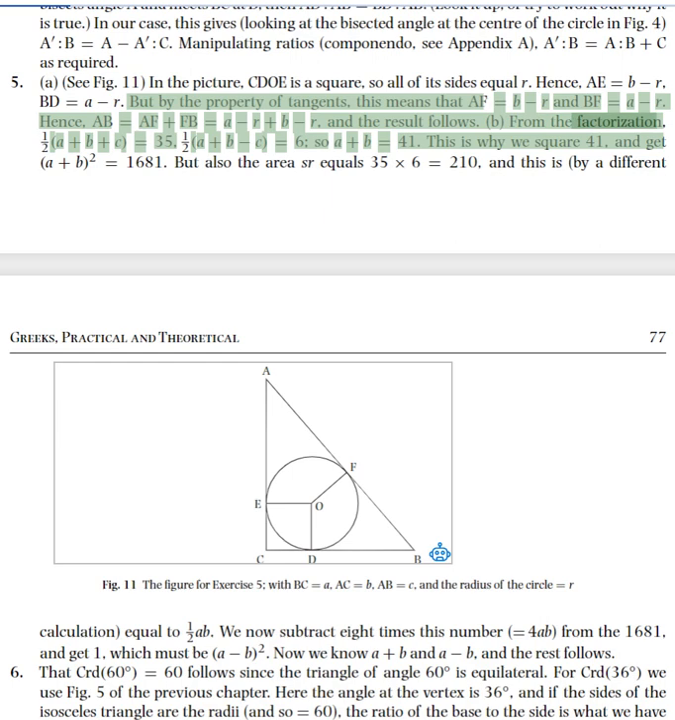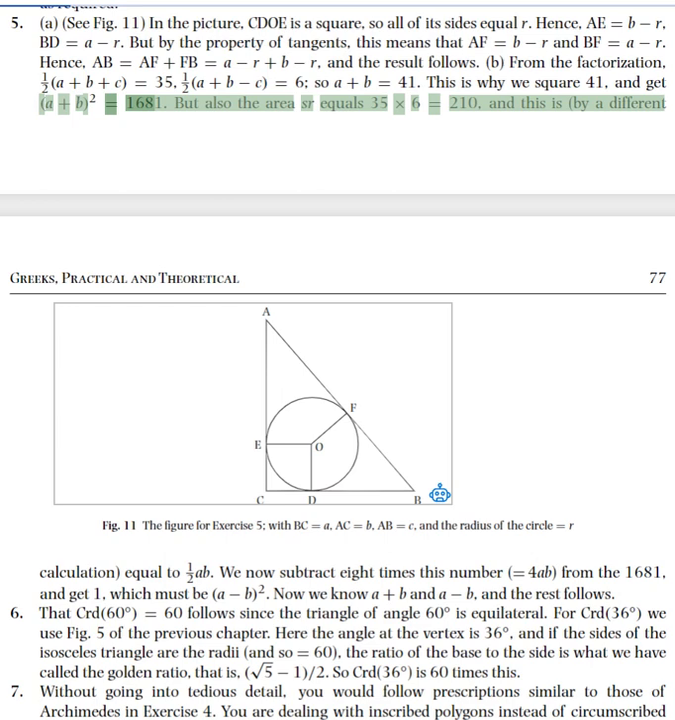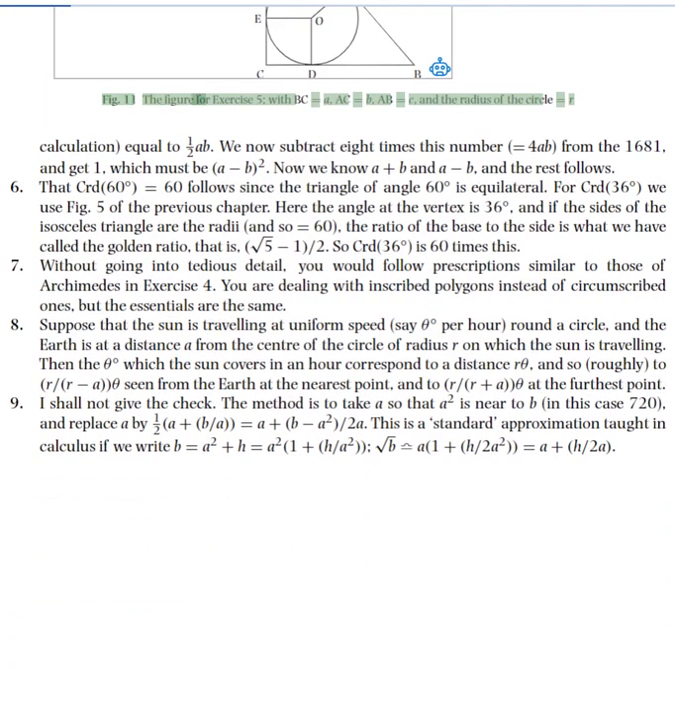From the factorization, the product equals 35 and the sum equals 6, so A plus B equals 41. This is why we square 41 and get 1681. But also the area equals 35 times 6, which is equal to 210, and this is by a different method. Figure 11: the figure for exercise 5, with BC equals A.